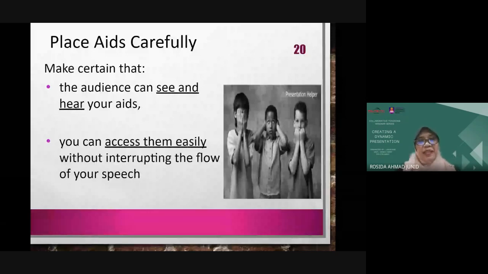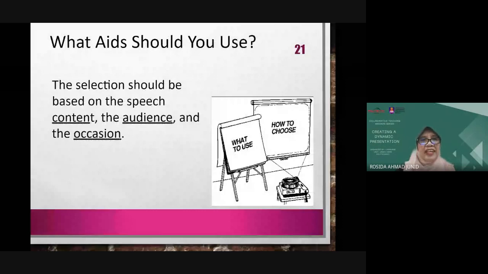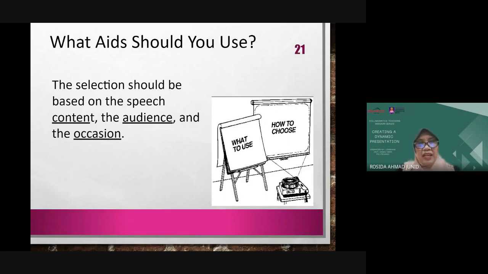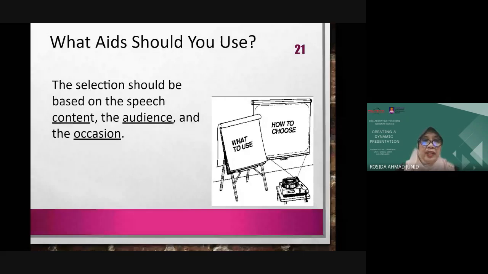Okay, it can be heard. Pictures are clear and not blurred. Right. And then what aid should you use? Okay. So here the selection should be based on the speech content, the audience, and the occasion. Okay. Pay attention. Any supporting materials, any visual aids that you want to use. Okay. Ask yourself, is the selection that you have suitable with your content? Is it suitable with the audience? And the occasion means what you are doing a presentation for. Okay, for your class. That's the occasion. Right. So put this in place and ask yourself, is it suitable or not for every point that I have?